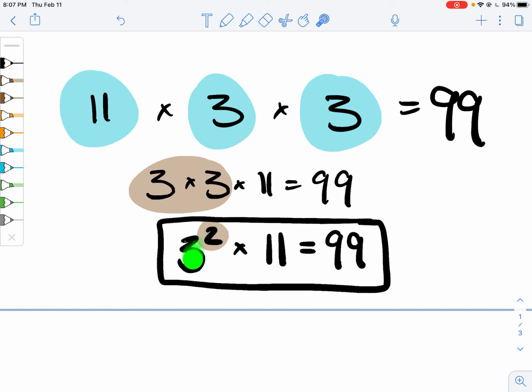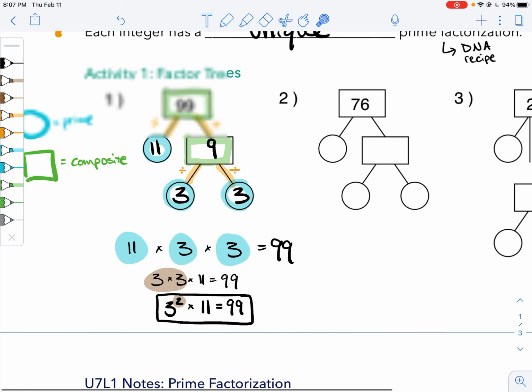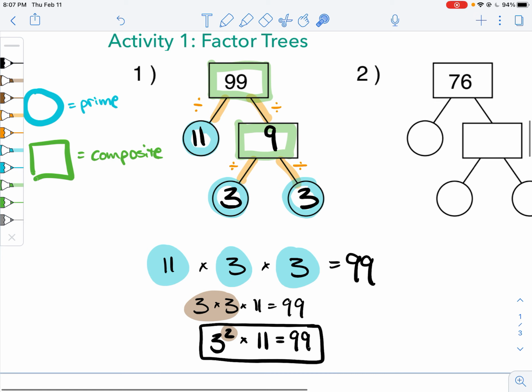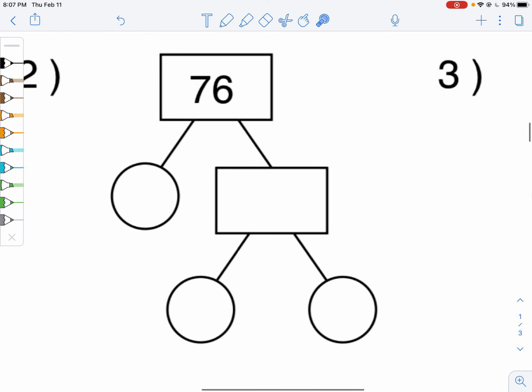And then, so yeah, 3 squared times 11 is 99, which is true because 3 squared is 9, and 9 times 11 is 99. So what we did in this prime factorization is we took our top number, 99, and we kept breaking it up into tinier bits. That's what we'll do here on number 2 as well.